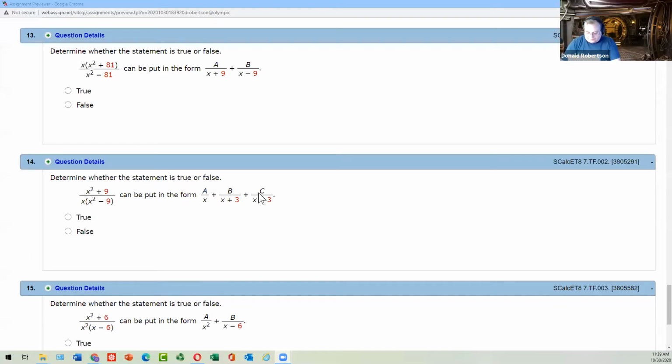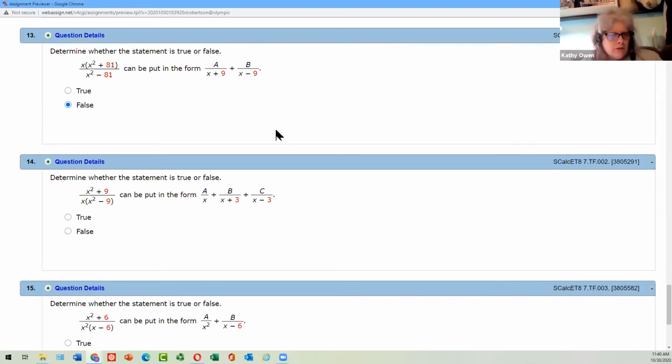True false are nice because there's a 50-50 chance that you're going to guess it right. But it's better if we know if it's right. Is it true, this is question 13, that this fraction can be broken up into this format? You're shaking your head. Good, Kathy. You want to tell us why? That's the right answer. Because if we were to distribute the x on the top, we'd have an x cubed. Right, so we'd need to do a division first. Exactly. So you would say false.